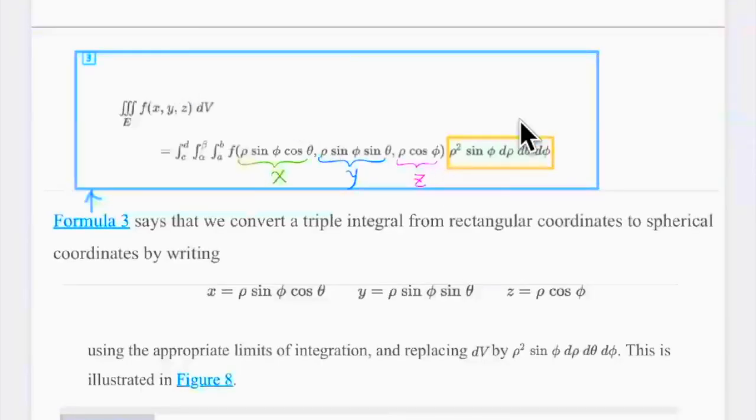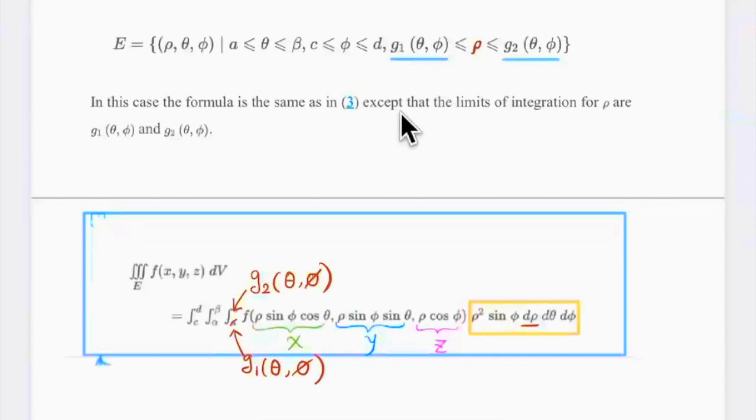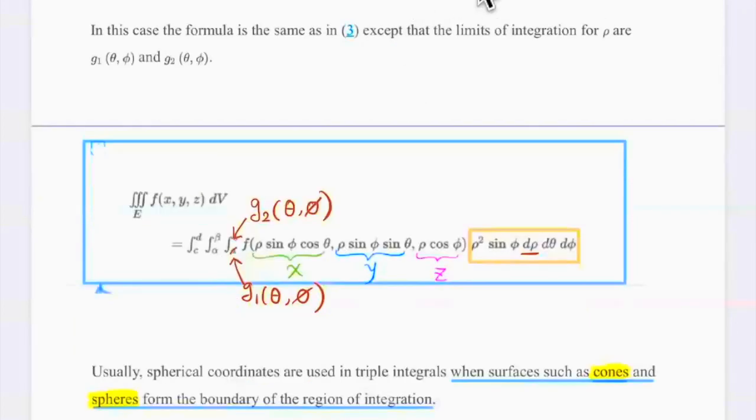We can extend this formula to include more general spherical regions, such as where rho here is not necessarily bounded above and below by a and b. It could be bounded below and above by two functions. And if rho here is bounded by g1 and g2, then instead of rho going from a to b, we can replace a here by g1 and b here by g2.